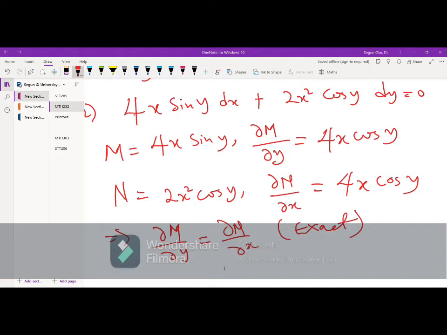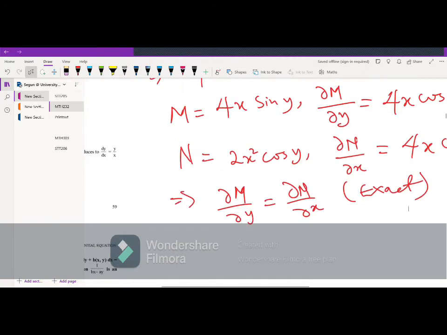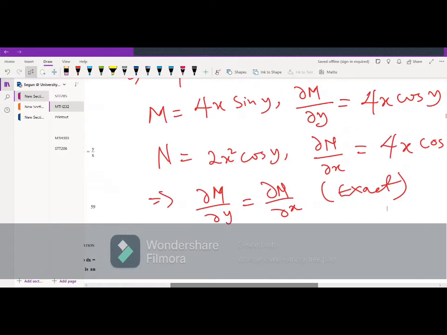But now, everybody, I want you to try this on your own. Let's try this one, number 3. 3x squared y.